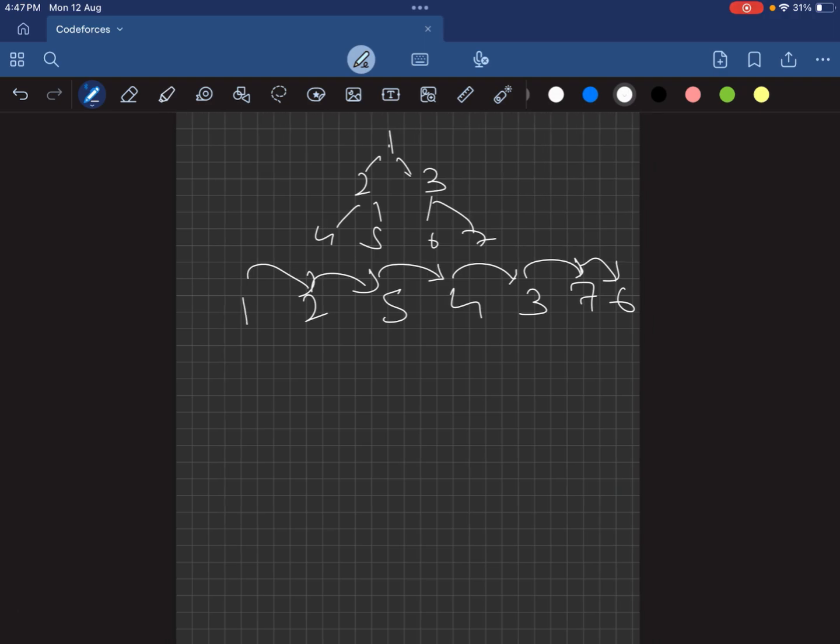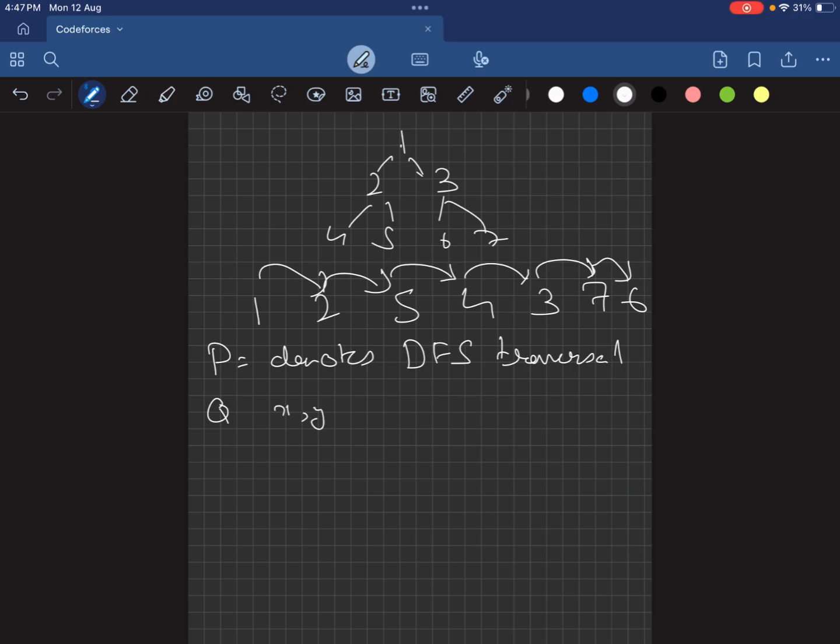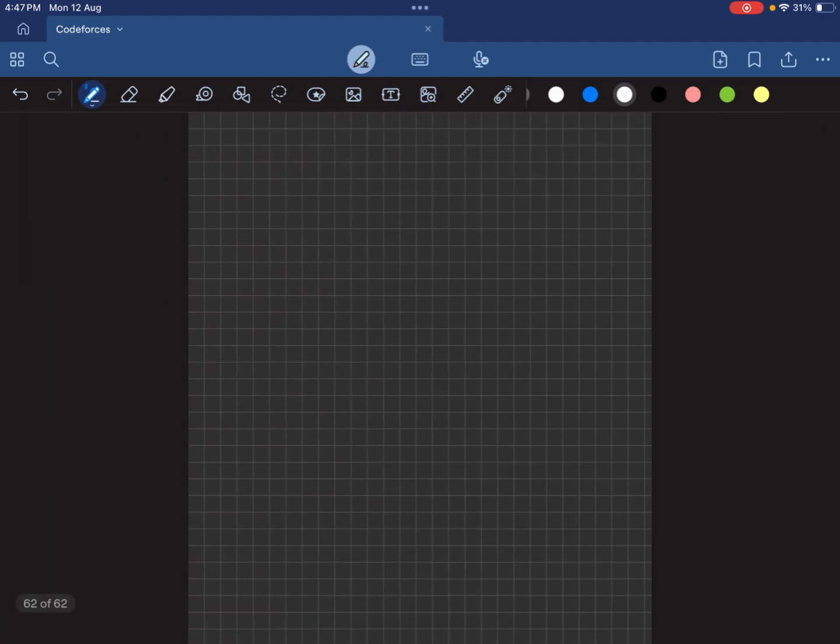So this permutation P denotes a DFS traversal, and we are given q queries of the form x and y. We have to answer, if in permutation P, px and py are swapped, whether it is a valid DFS traversal of the given tree or not. Okay, so how do we go about it? Let us take the example that is given in the question.